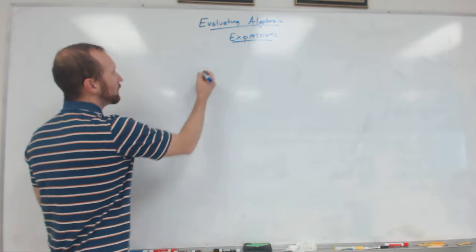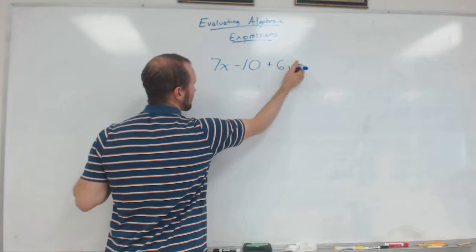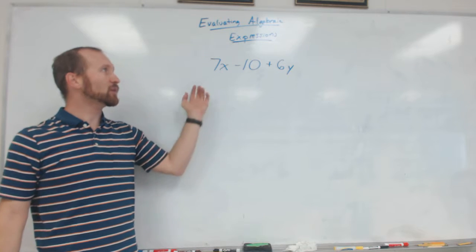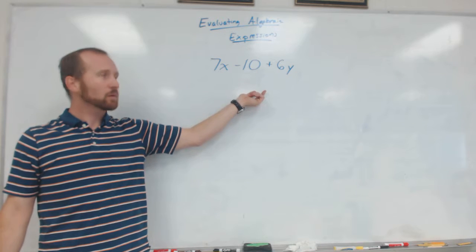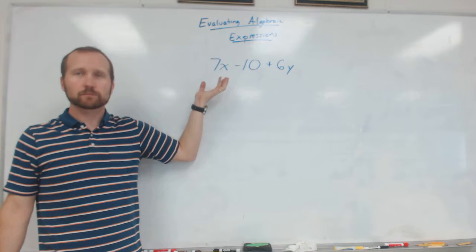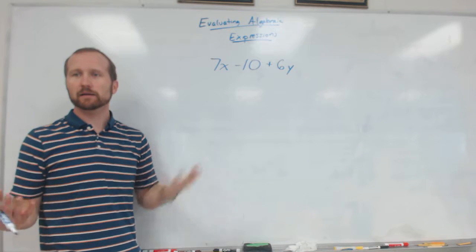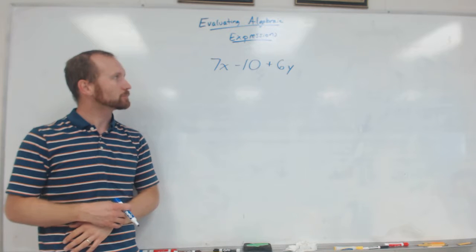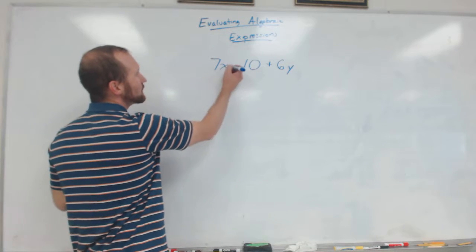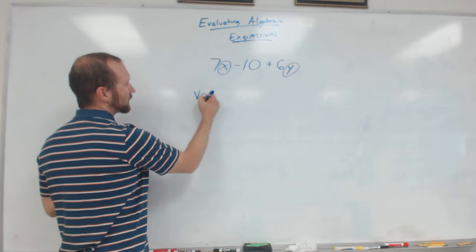Okay? So, if I have something like 7x minus 10 plus 6y, is this an expression or an equation? It's an expression because it has no equal sign. Right? We can't solve it. There's no way to solve it. And we really can't simplify it either because 7x can't be combined with 10. There's no way to simplify it. But I would consider this to be an algebraic expression because it uses these letters, x and y, which in algebra we call variables.